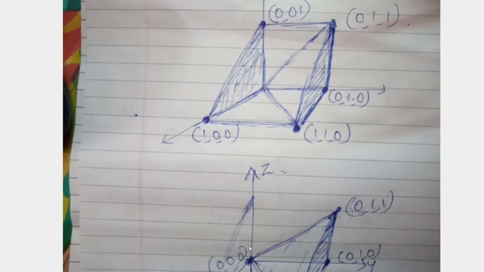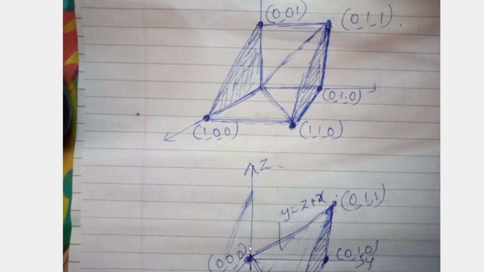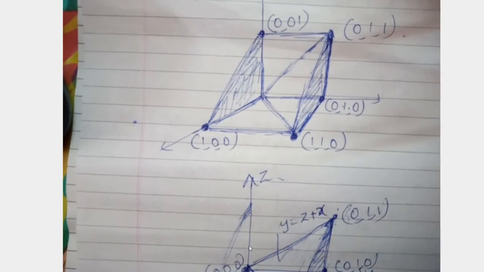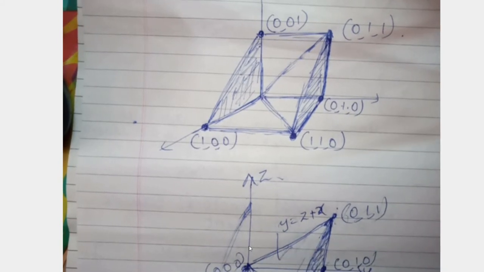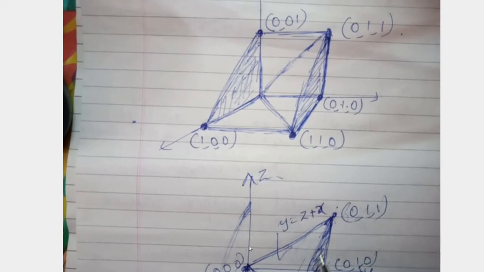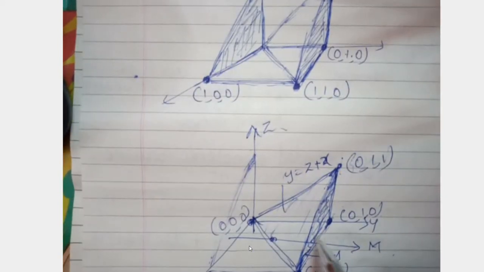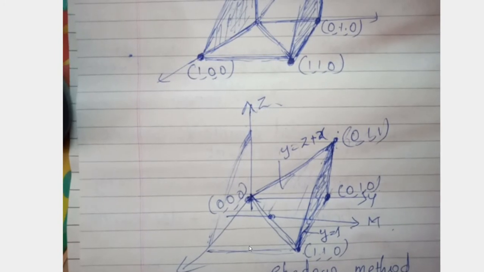This is the plane y equal to z plus x. From this y equal to z plus x, and the top is y equal to 1. Actually here y equal to 1, there is no change in this. Now all points have y equal to 1, so this is the plane y equal to 1. So y varies from where to where? Y varies from z plus x to 1.